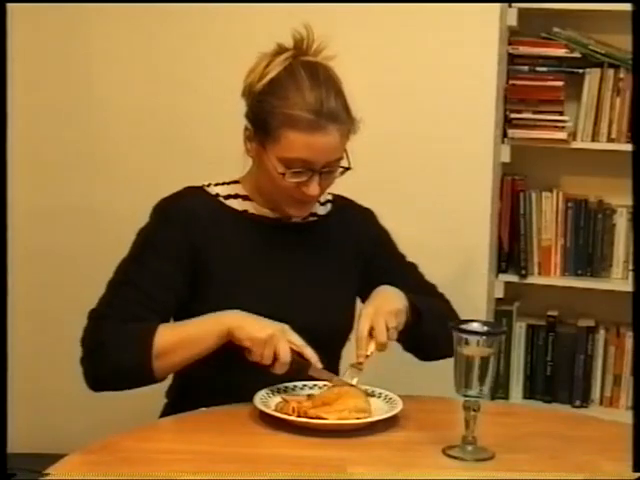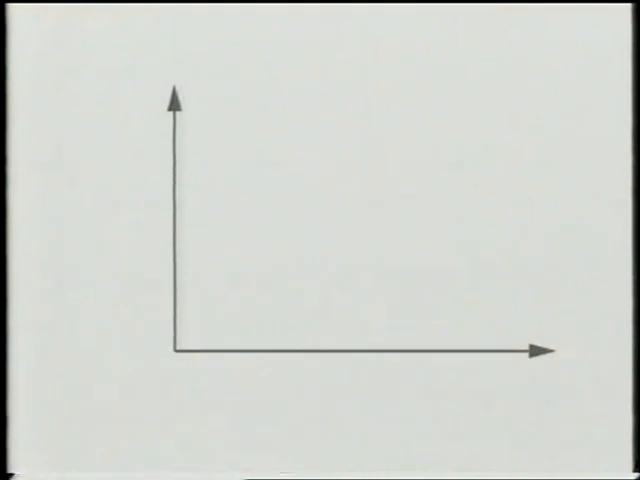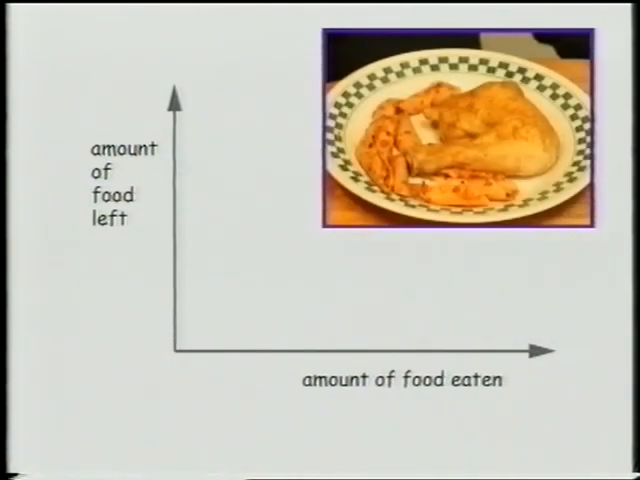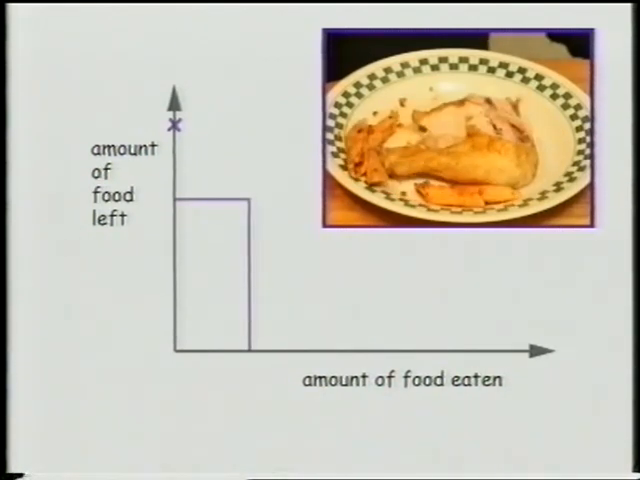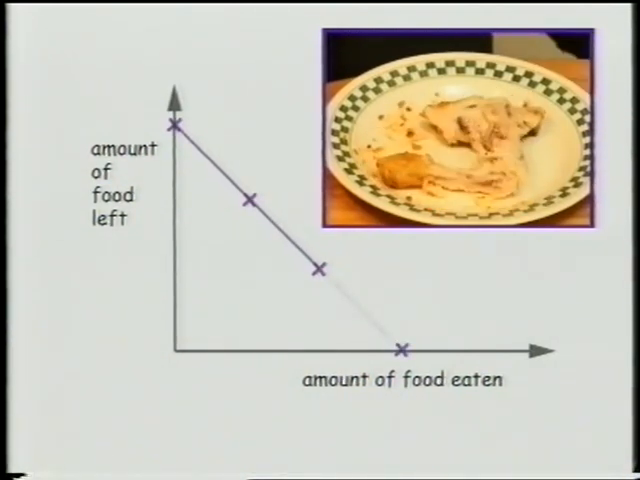What we're interested in here is the amount of food eaten and the amount of food left on the plate. So here are the axes. When no food has been eaten, there's lots of food on the plate. So this time the line starts here. The more food that gets eaten, the less is left on the plate. So to tell that story, the line must come down like this.